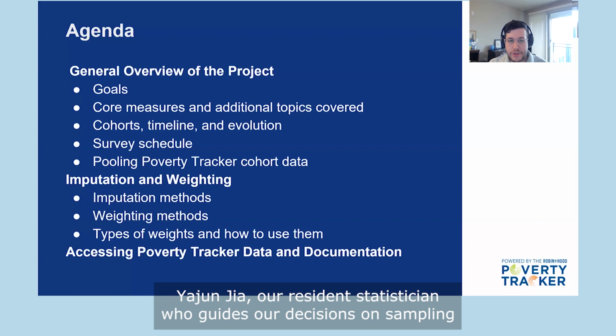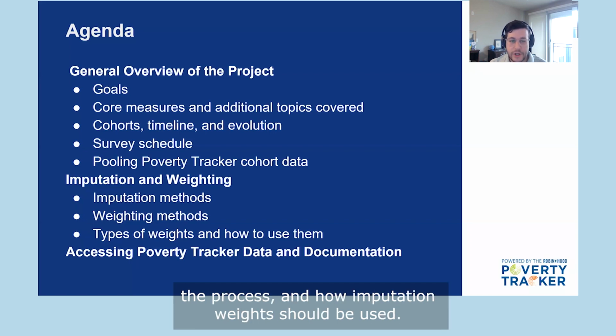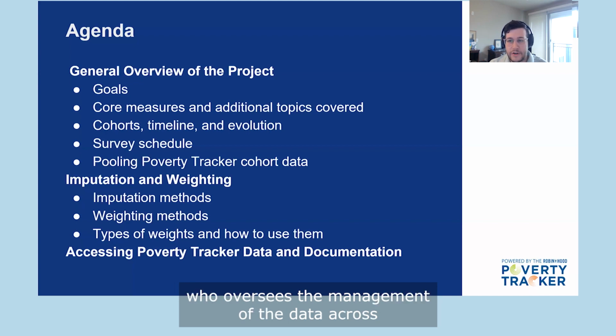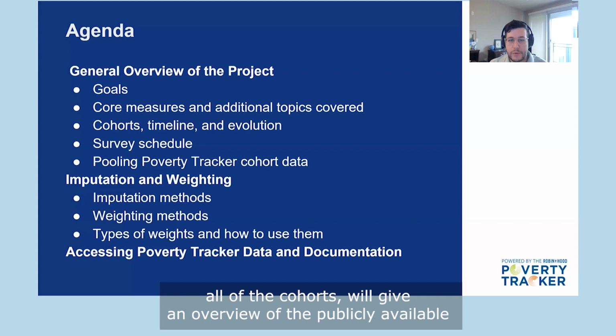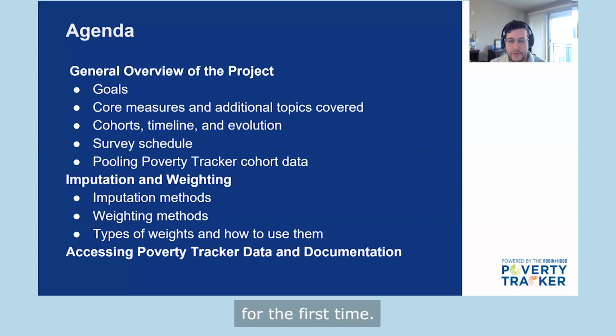From there, Yejun Jia, our resident statistician who guides our decisions on sampling and oversees the weighting and imputation methodology for the project, will discuss the process for producing the imputation of weights and how they should be used. And after that, Skylar Ross, our data manager who oversees the management of the data across all of the cohorts, will give an overview of the publicly available poverty tracker data and documentation, much of which is being released for the first time, as Sophie mentioned.